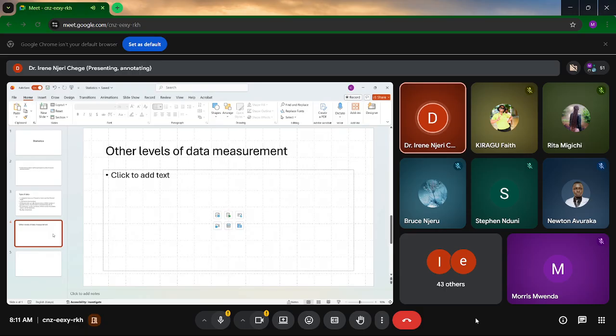We also talked about ordinal data. This is statistics now. What did we say about ordinal data? It categorizes like nominal data, but there is a natural rank. For example, your grades can be excellent, good, average, or poor. Did we cover this or not?